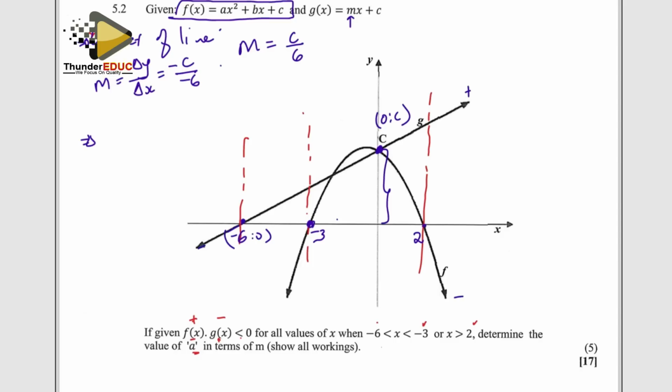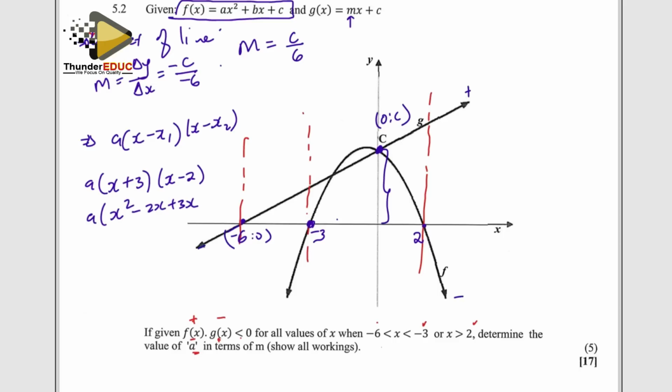So since I have the intercepts, I can just say a into x minus x1, x minus x2. So which means it's a into x plus 3 into x minus 2. Let me try to open this up. A into x squared minus 2x plus 3x minus 6. That's a, it's going to be x squared. Why don't I just open it at once, just to save time? Okay, that's going to be ax squared plus ax minus 6a.